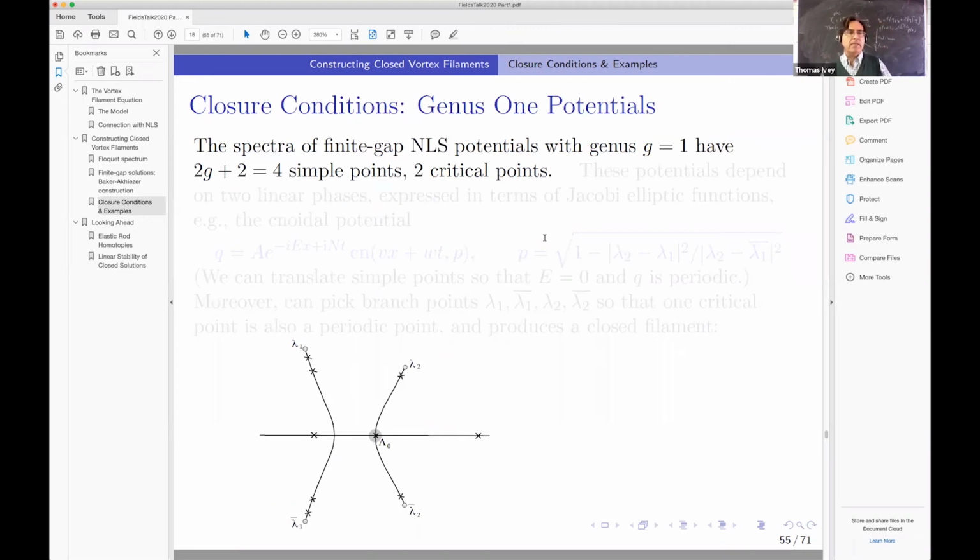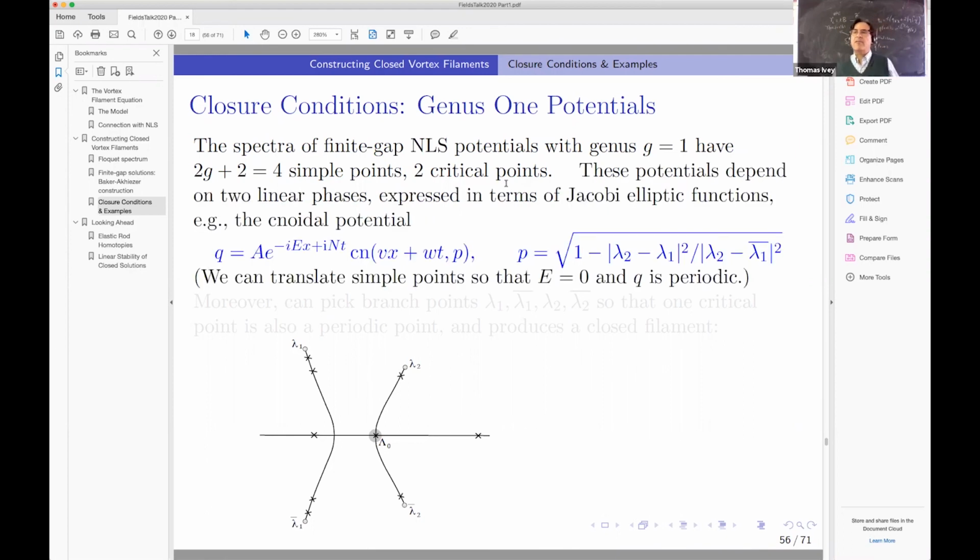So in that case, since 2G plus 2 is the number of simple points or branch points, we have 4 branch points, lambda 1 bar, lambda 2 bar, and 2 critical points where their spines intersect the real axis. And since the theta function only has one scalar input now, plus that exponential out front, the corresponding Q's just depend on 2 linear phases, one in this exponent and one inside the theta function, which for an appropriate choice of branch points can be just a plain elliptic CN function or cnoidal potential.